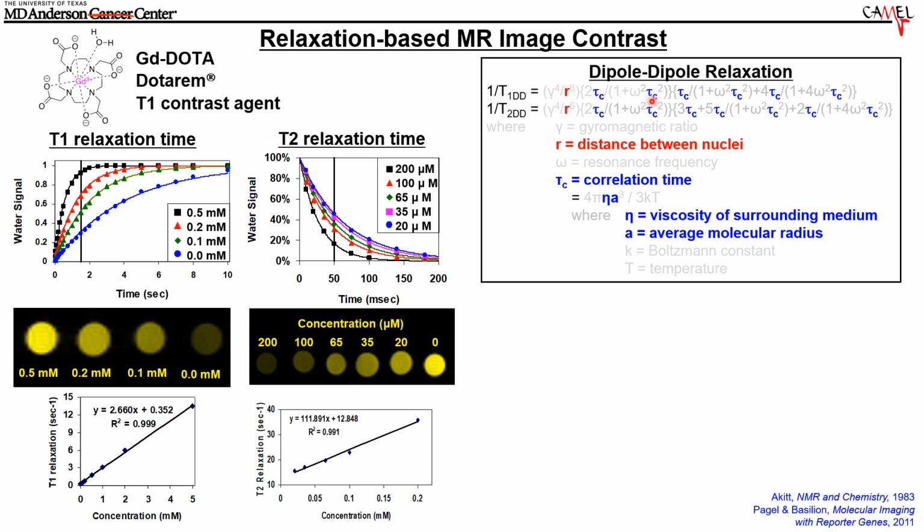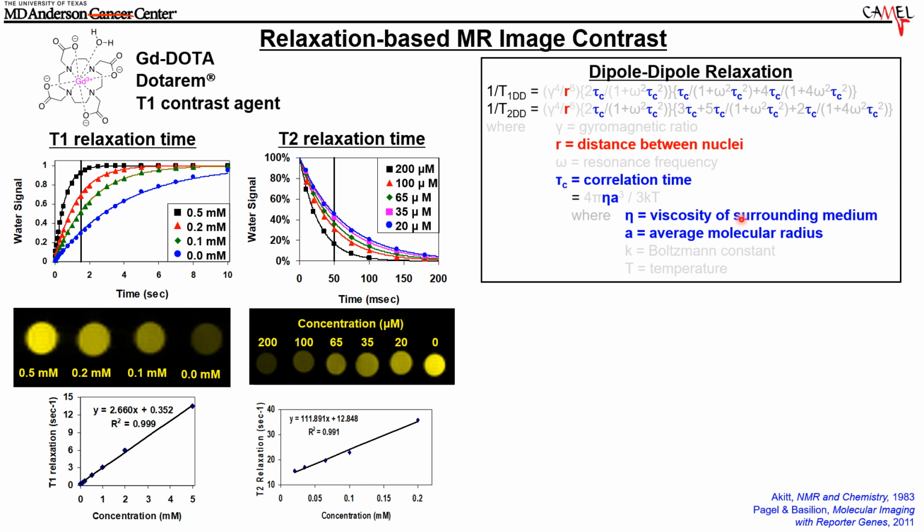Correlation time. How fast this molecule tumbles along with water in the system will dictate the T1 and T2 relaxation. And so there are research projects that have attempted to optimize the correlation time to get the most brightness out of these agents. Well, what is correlation time dependent upon? It's really the viscosity of the surrounding medium and also the molecular radius. So big, bulky molecules tend to tumble slower. They have a slow correlation time.